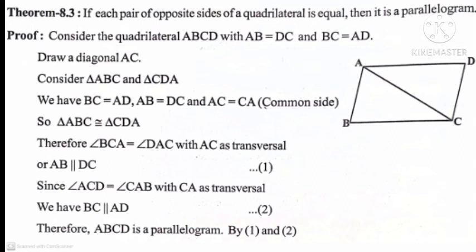Therefore, angle BCA is equal to angle DAC, since CPCT. Here AC is a transversal and AB is parallel to CD. Say this is equation 1. Next, angle ACD is equal to angle CAB, since CPCT. Here CA is a transversal, and BC is parallel to AD. Say this is equation 2. Therefore, from 1 and 2, ABCD is a parallelogram, since both pairs of opposite sides are parallel.